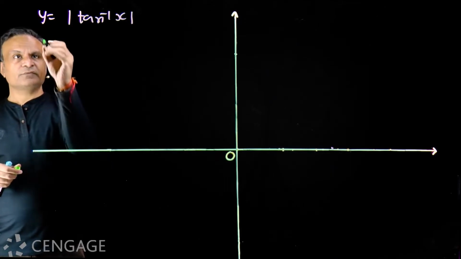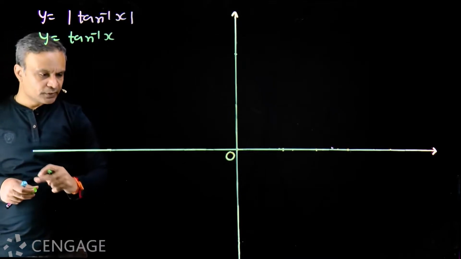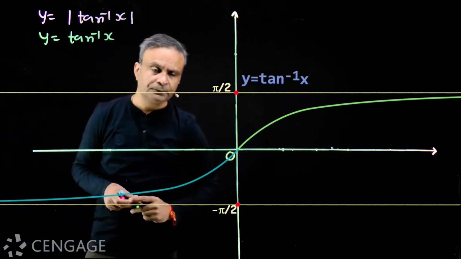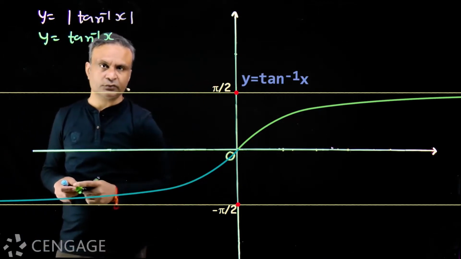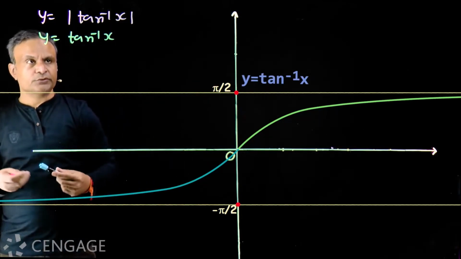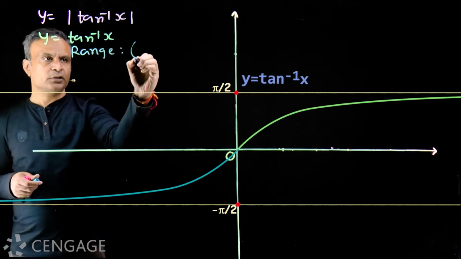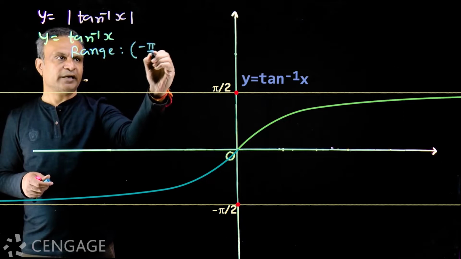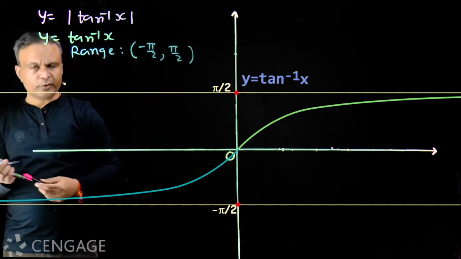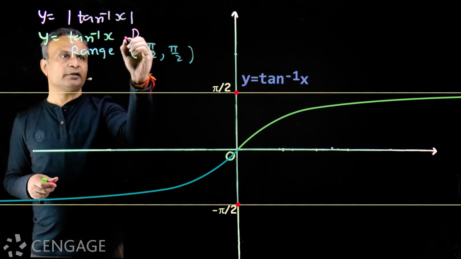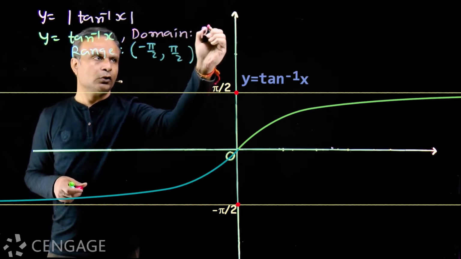First we consider function y is equal to tan inverse x. Here we have a graph of the function. The graph lies between horizontal lines y is equal to minus pi by 2 and y is equal to pi by 2. So the range of the function is the open interval minus pi by 2 to pi by 2, and the domain of the function is the set of all real numbers.